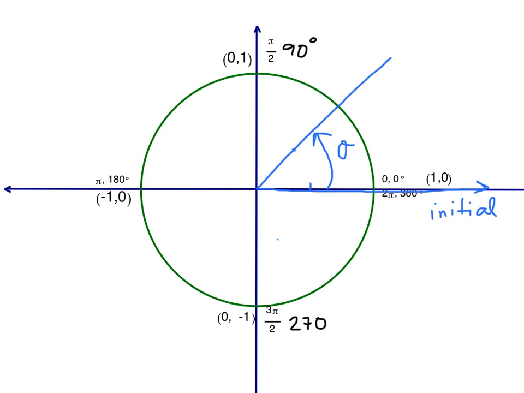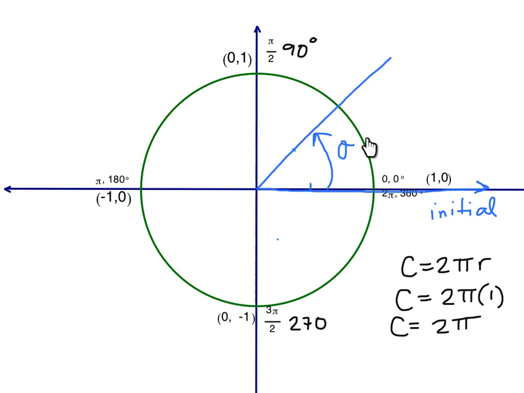But you can also measure it in something else. When you think about your unit circle, it has a radius of 1. Remember, the circumference of a circle is 2 times pi times the radius. So the circumference of this circle is 2 times pi times 1, or just 2 pi. So the length around this circle, if I was to take a piece of string and place it here and go all the way around, would be 2 pi.